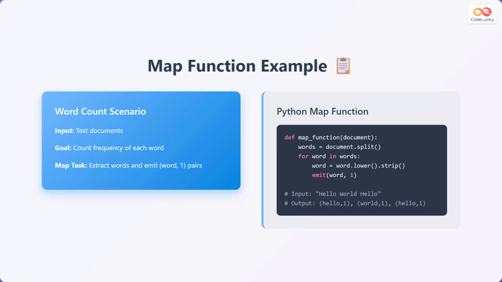This is the Python code for the map function: def map_function(document): words = document.split(); for word in words: word = word.lower().strip(); emit(word, 1). For the input "hello world hello", the output is (hello, 1), (world, 1), (hello, 1).